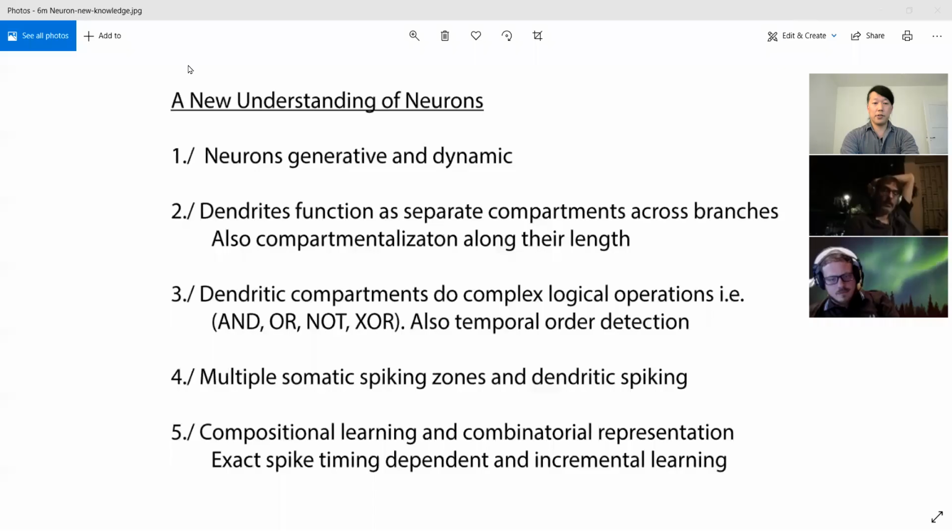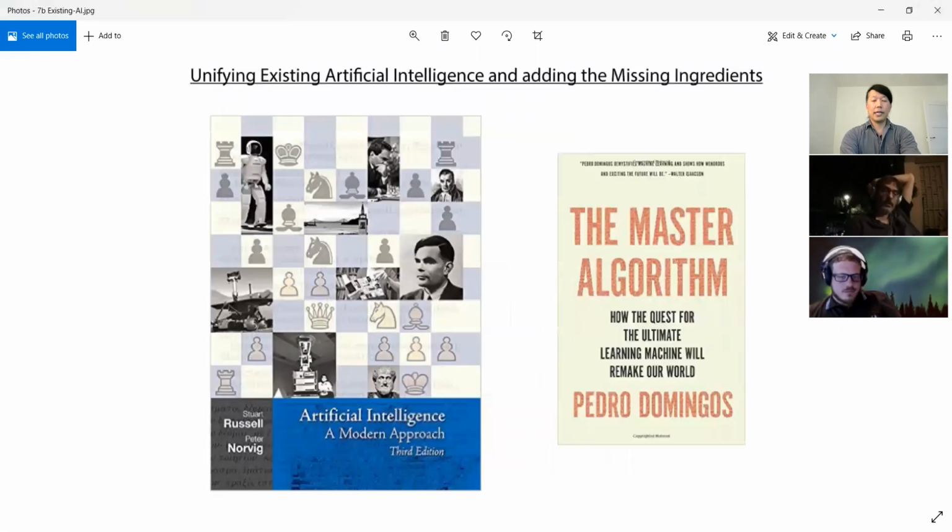So we're now going to unify the best ideas in artificial intelligence. Back to screen share. Okay, so here we are. Look, this diagram here is basically like two books.